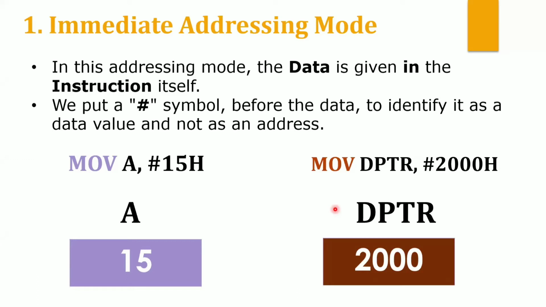So that is a simple addressing mode, the immediate addressing mode. Whenever there is a hash in front of the data, that means it is data. Otherwise it is an address. If you don't have that hash, that means it is an address.